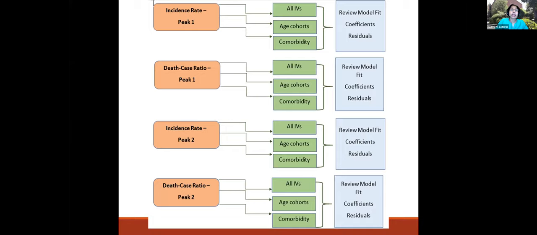This chart simply outlines how the GWR analysis was run. So for each dependent variable, for each peak period, the analysis was run three times, one with all of the independent variables, the second with the age cohort variables, and the third with the comorbidity variables. In the interest of time, I will be sharing with you today the results of peak period two, which is from June 1st to July 31st for incidence rates and death to case ratios.